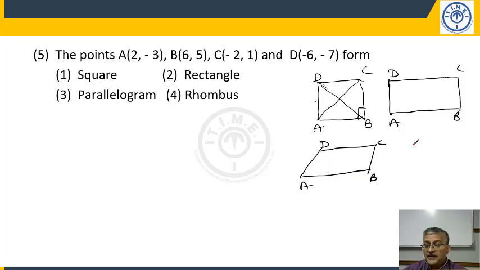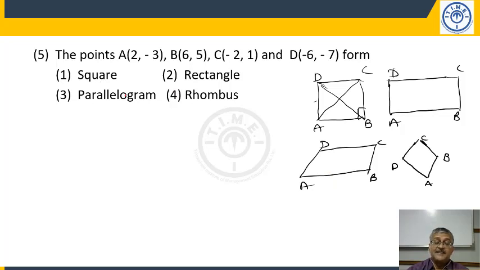And rhombus. Rhombus means all sides are equal, but adjacent sides are not perpendicular. That means all sides are equal, but the diagonals are not equal in the rhombus. In the square, all sides are equal and diagonals are also equal. That means adjacent sides are perpendicular in the square and not perpendicular in the rhombus. In the rectangle, opposite sides are equal and adjacent sides are perpendicular. In the parallelogram, opposite sides are equal but adjacent sides are not perpendicular.